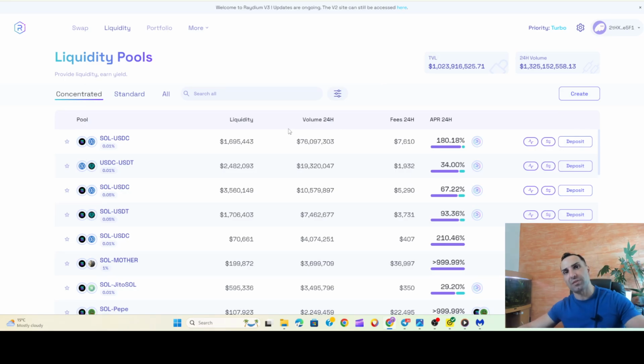And also make sure you have some money. How can you send some money? Well, you can send from your centralized exchange directly back to your Solana wallet. Solana is the main token for the gas fees, and the gas fees are extremely cheap.